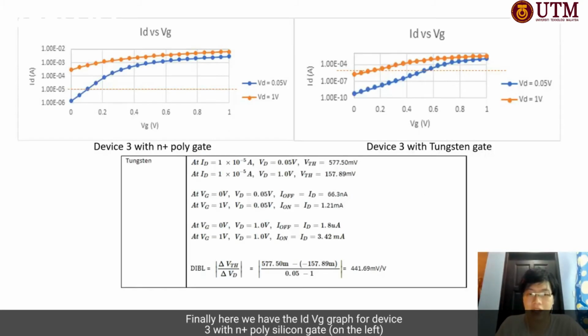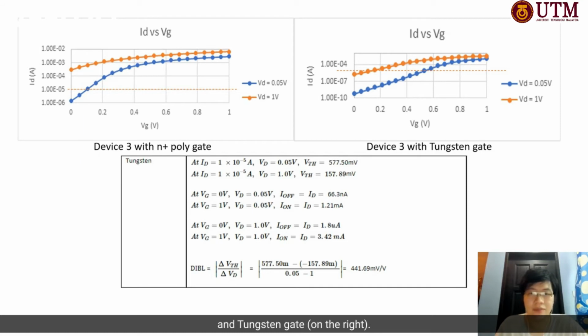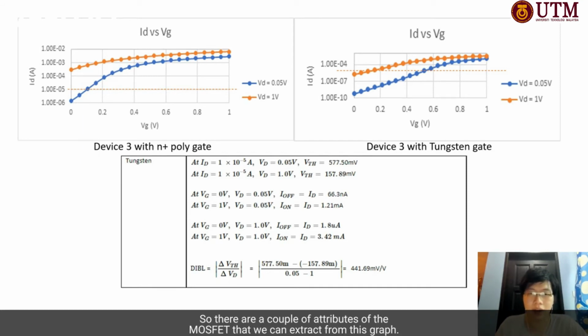Finally, here we have the ID-VG graph for device 3 with N+ polysilicon gate and tungsten gate. There are a couple of attributes of the MOSFET that we can extract from this graph. First of all is the threshold voltage in the linear region, which is 577.5 millivolts, while in the saturation region, the threshold voltage is 157.89 millivolts.